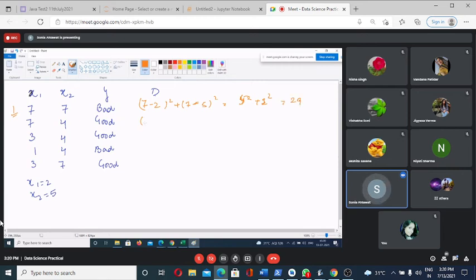Next, who will tell me? 26. Next. Two. Next one. Again 2. Next one. 5. Only 2 people are solving. The rest of the class are not solving.